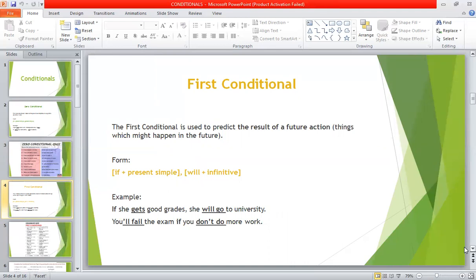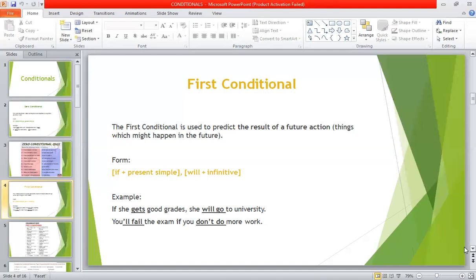The examples: if she gets good grades, she will go to university. Is that possible? Is it possible that she gets good grades? Yes, of course, it's possible. So she will go to university. You will fail here, if is in the middle of the sentence: you will fail the exam if you don't do more work.